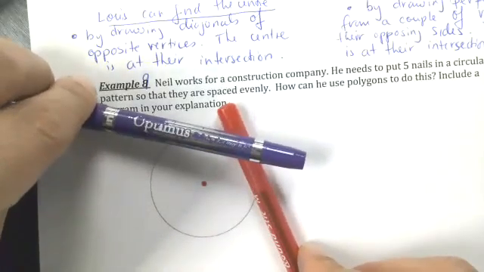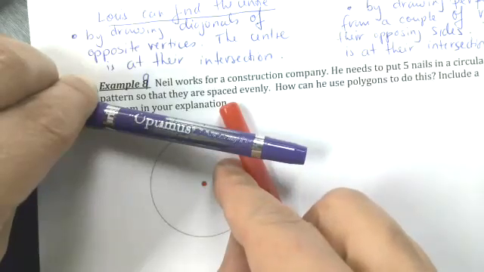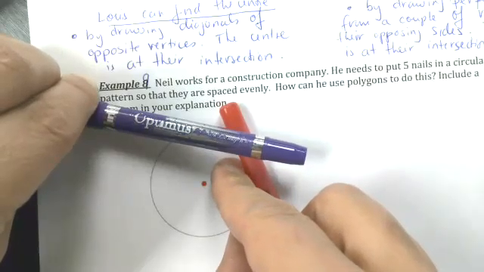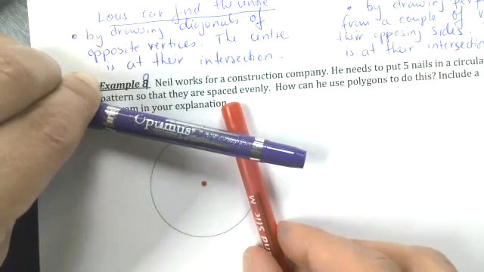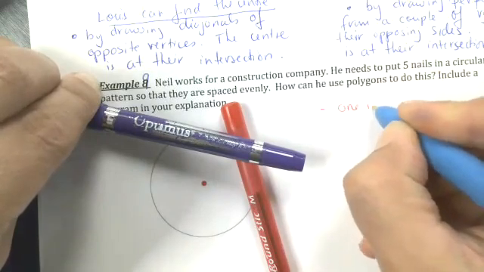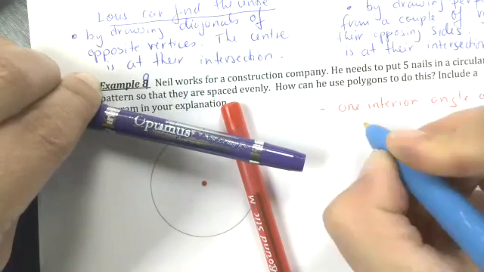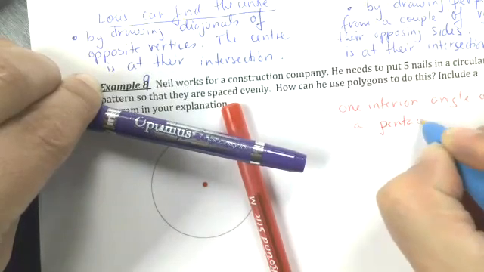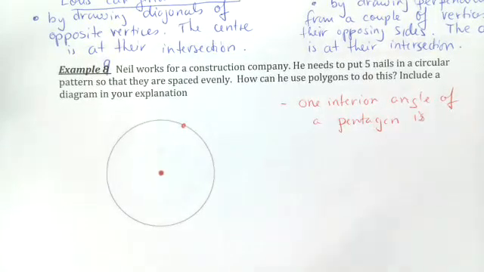And then you would open your ruler to the angle that a pentagon has, an interior angle of a pentagon. So now we need to know what one interior angle of a pentagon is. Even though I'm a contractor, I still need to know that, so I know what to measure. So what is one interior angle of a pentagon? One angle of a pentagon is 72. That's the central angle.